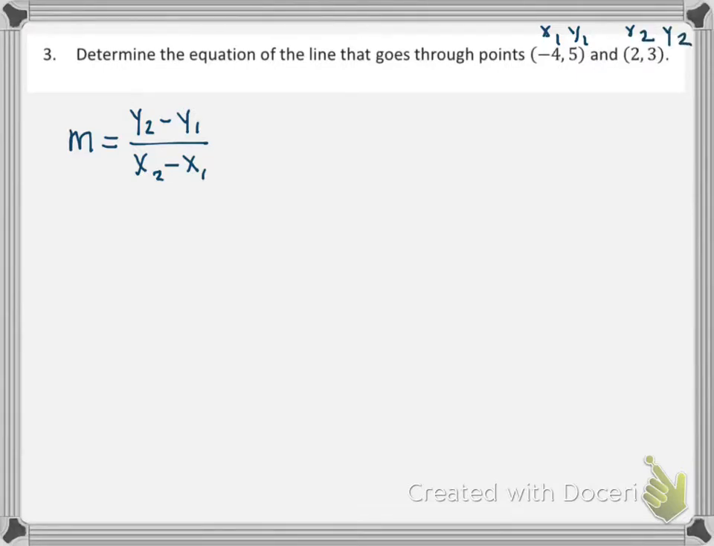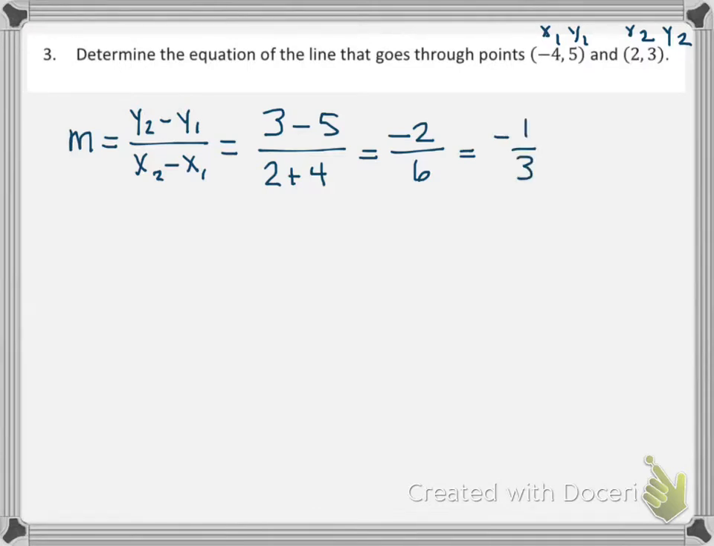Okay, and then I'm just going to substitute. So y2 is a 3 minus y1, that's a 5, over x2, that's a 2, minus x1 is a -4, making this a +4. And then when we simplify, we get a -2 over 6. -2/6, or if I simplify again, -1/3.